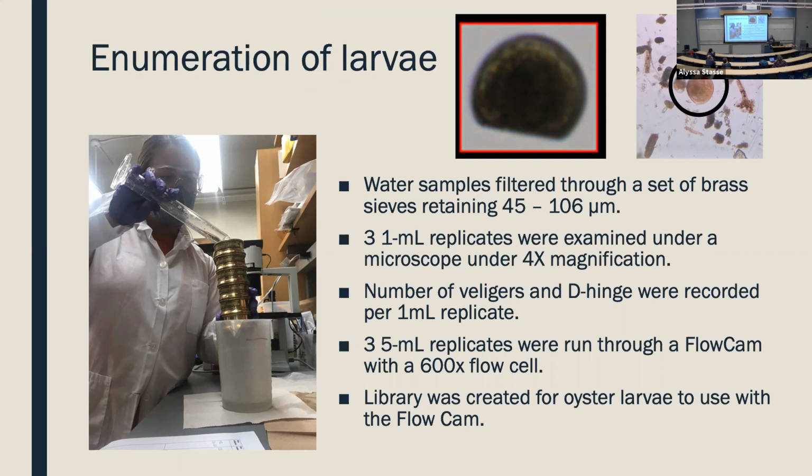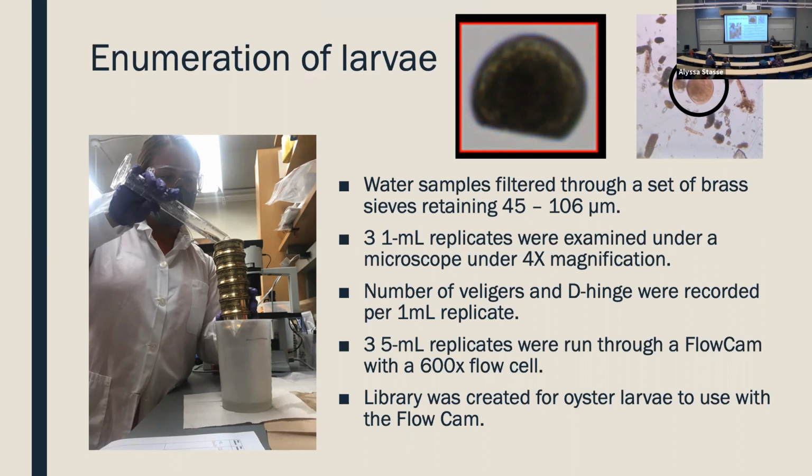To get a more accurate understanding, because microscopes are not always the most accurate, we also did this with the FlowCam. So we did 3 5 mil replicates through the FlowCam with a 600x flow cell. And we were able to create a known library of oyster larvae. Once we ran our sample through, the library sorted them out based on how similar they were to the known oyster larvae. And then we were able to go through every single one to see if it was an oyster larva. That is what you see in the top left picture. That is a D-hinge, which is the first stage of oyster development.